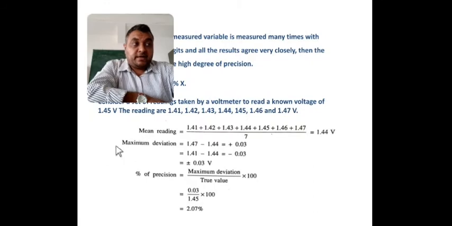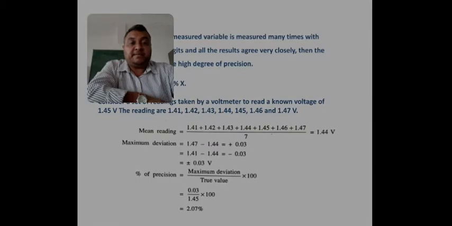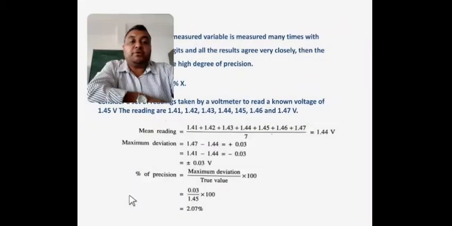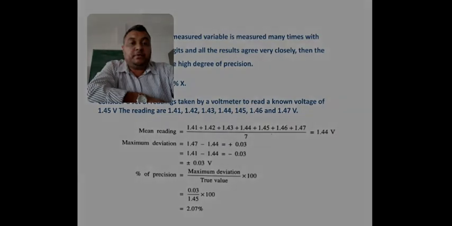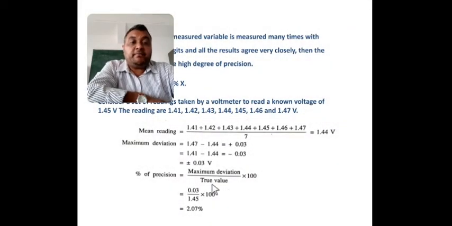Okay, so that's how you can find the reading, that is 0.03 volt, the maximum deviation. Then you can find the percentage of precision. Percentage of precision is the maximum deviation divided by the true value. Here the maximum deviation is 0.03 volt and the true value is 1.45, times 100, so that is 2.07 percent precision of that particular machine.